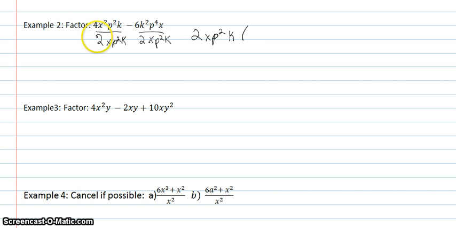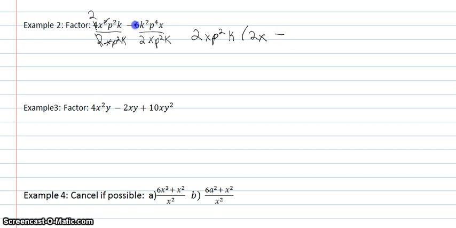So 4 divided by 2 is a 2, so I have that in there. X squared divided by x, there's still one x left. P squared divided by p squared, well, that's just a 1. And then k divided by k is also 1. So if I multiplied 1 by 2x, it's still just a 2x. Okay, the minus sign is going to stay the same because I didn't factor out a negative number.